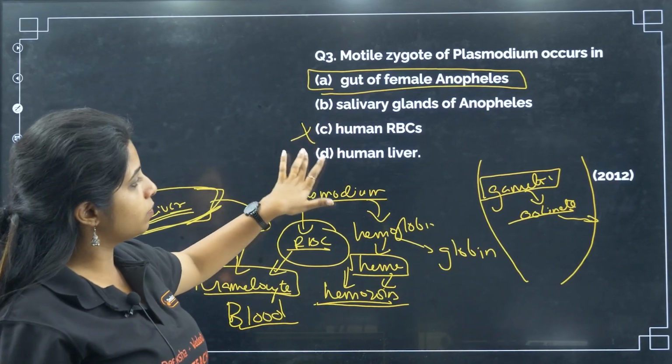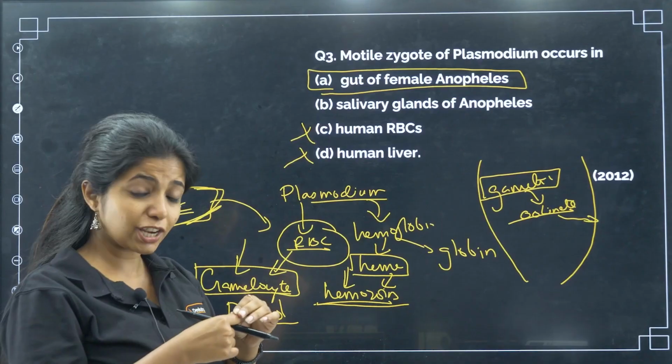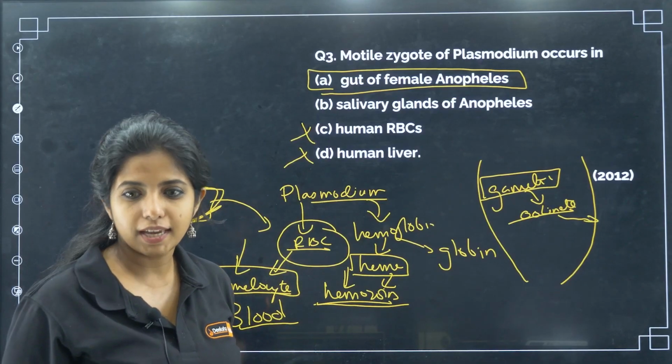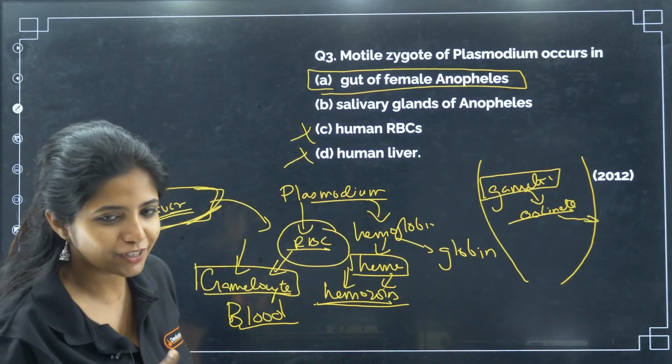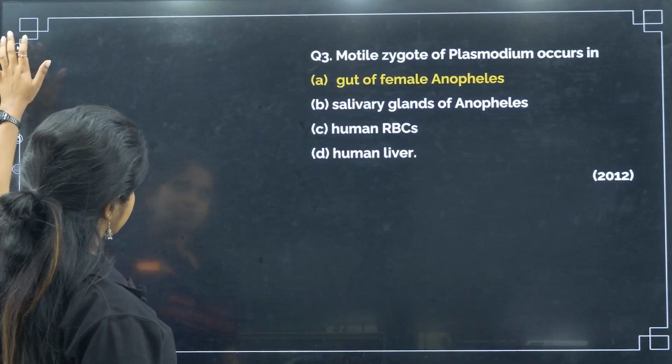Human RBCs, no. Human liver, no. So sexual reproduction, is it happening in the human body? The answer is no, it is happening in the gut of the mosquito.